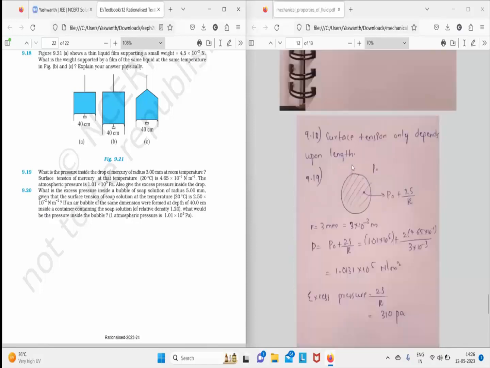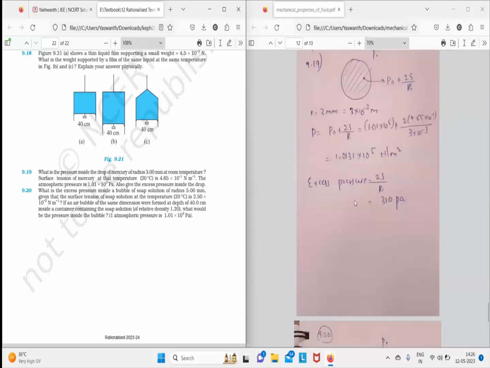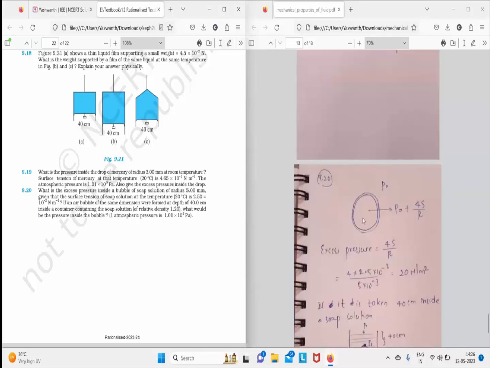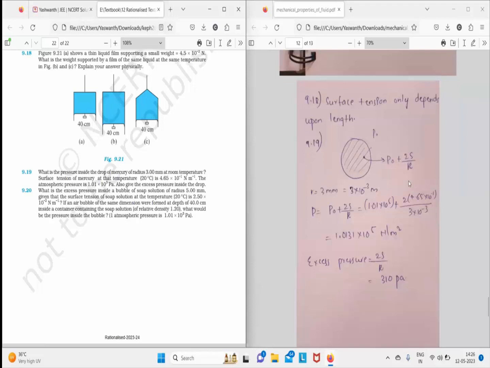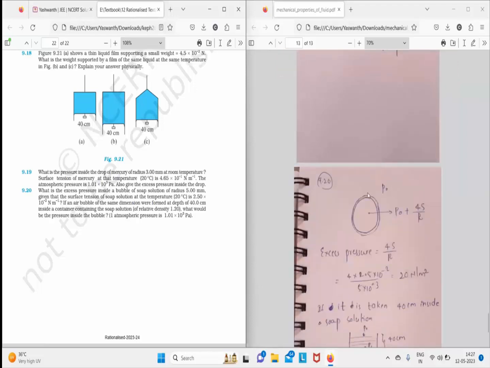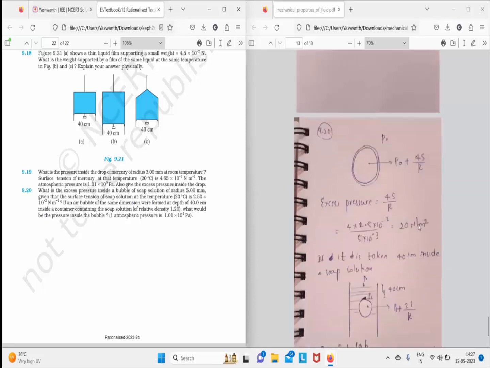Coming to the drop, it only has one interface with the air, and the entire inside is filled with the material. Only outside it will be air, but coming to the bubble, inside will be air and outside will be air. Here it is having only one interface with the air, so the excess pressure will be just 2S by R. But here it is having two interfaces, one with the outer air and one with the inner air. So the excess pressure will be 2 times 2S by R, that is 4S by R.